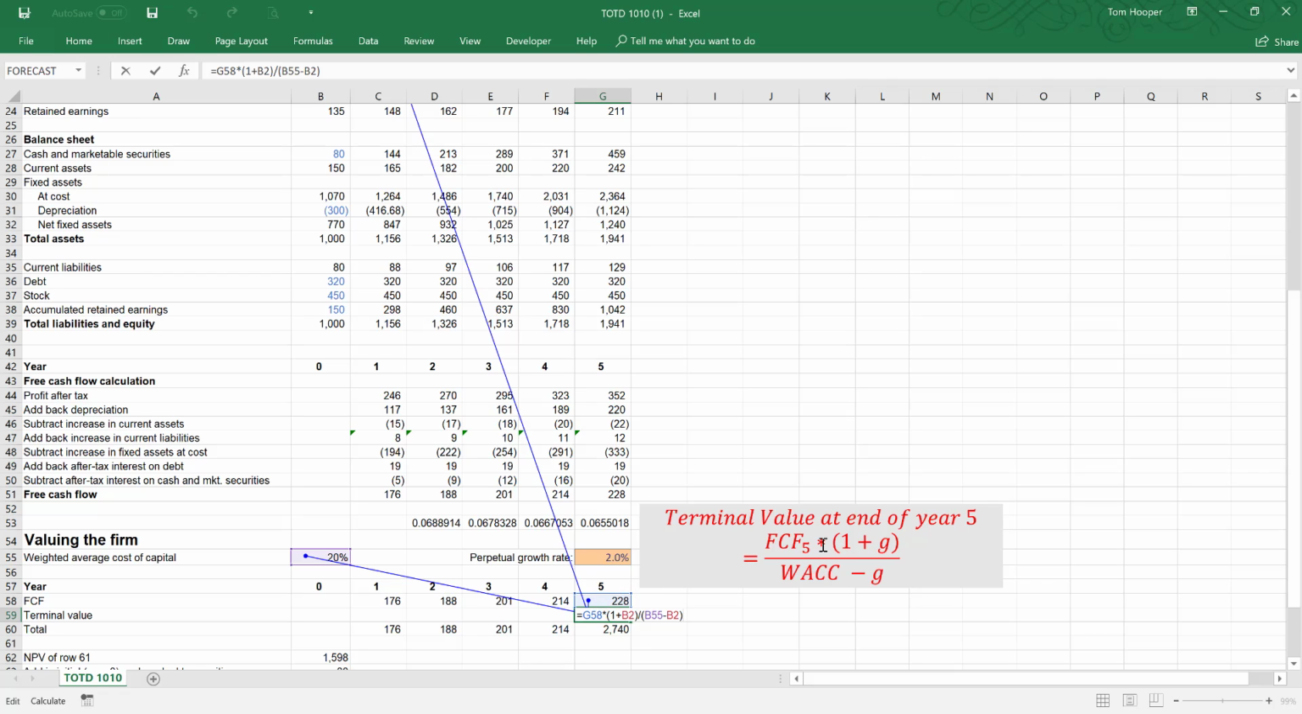And the way we're doing this in module 2 is to take that final free cash flow times 1 plus the growth rate, divide that by WACC minus the growth rate. So that's what this formula is doing, but it's using 10% for the growth rate. So we just need to replace B2 with G55, and we need to do that in both places.